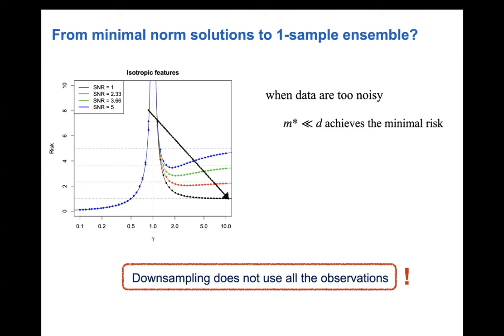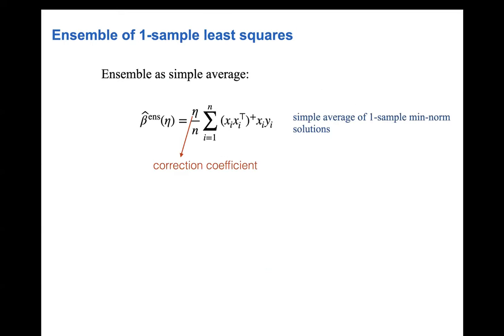Okay, but here we're going to study this from a very simple setting, because we have previously noticed that when the data are too noisy, you can set this M star, which is the optimal sketching size, to be much less than the sample size. This D is a typo. So a natural idea we have at first is, how about we use one sample estimators and try to ensemble everything together? Does it help?